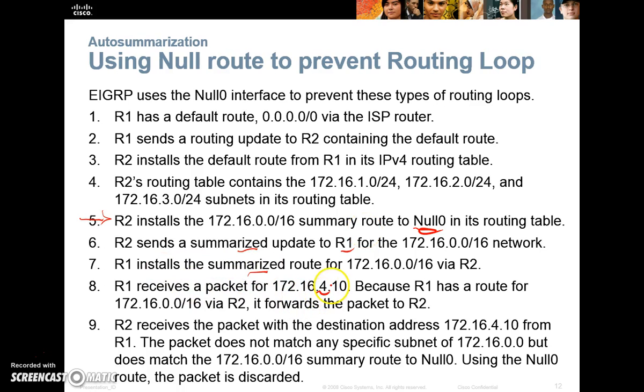R1 receives a packet going to .4, and passes it to R2 because it has this summarized route. When R2 receives the packet, it doesn't match any of the subnets that it has, because it only has .1, .2, and .3. So what will it do? It will send the packet to Null 0, and because it's a Null 0 interface, the packet is discarded instead of being sent back to the default route. So this prevents the packet from going into an endless loop.